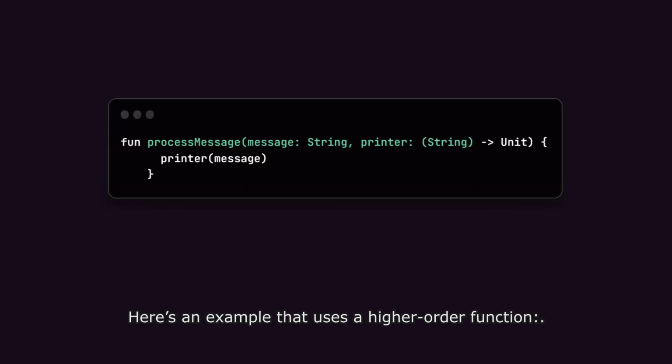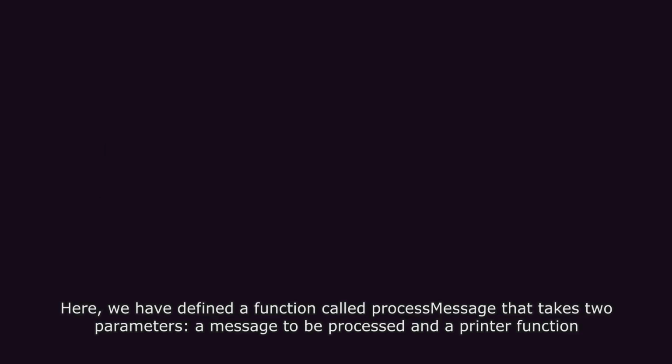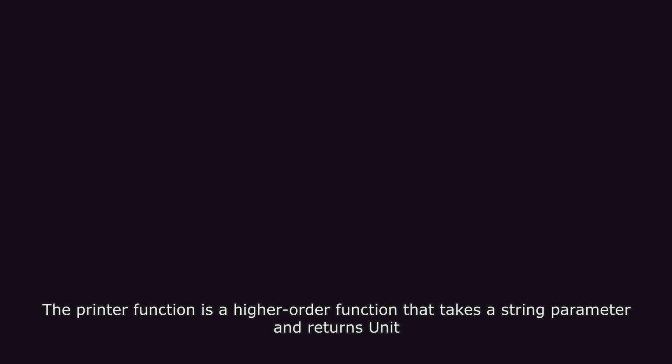Now let's take a look at higher-order functions. Here's an example that uses a higher-order function. Here, we have defined a function called processMessage that takes two parameters, a message to be processed and a printer function. The printer function is a higher-order function that takes a string parameter and returns unit.